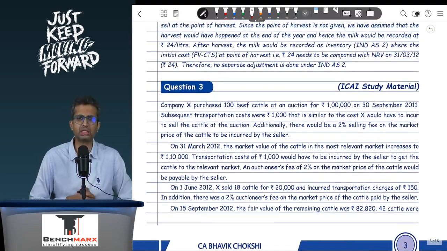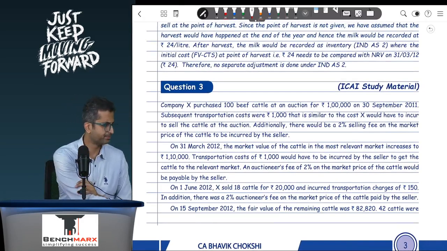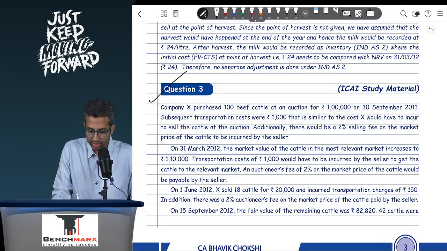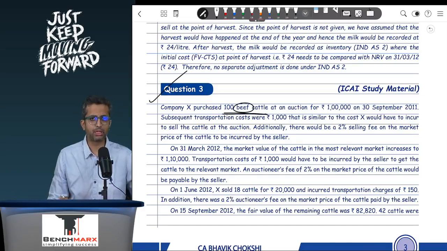This is a fairly tricky and an interesting question. So let us review question number 3. X purchased 100 beef cattle. So that is very important. Beef cattle, remember, is cattle which is purchased for the purpose of slaughtering and selling, or for the purpose of selling in the ordinary course of business.